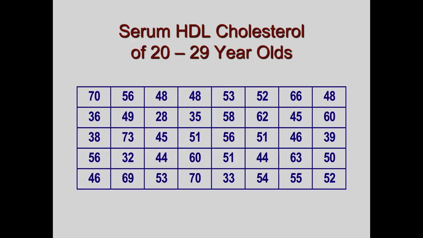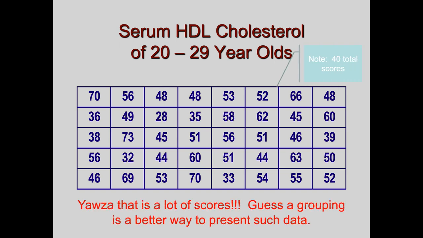I think this will make you understand, okay? Let's say that we're looking at some HDL cholesterol levels of 20 to 29-year-olds, some serum numbers. Can you imagine putting that all in a single table? Yowza, that's a lot of scores. Grouping this data is a much better way to present it. I do want you to note, in the upper right-hand corner, that there's a total of 40 scores here. There are 8 columns and 5 rows. So when we do our table coming up, we better get n equals 40.